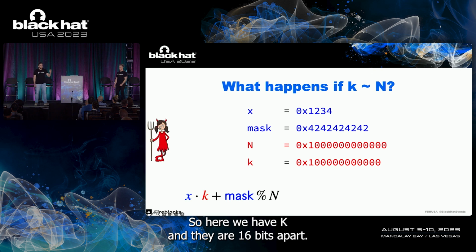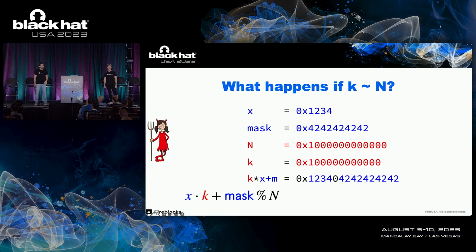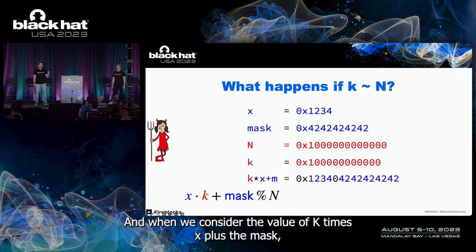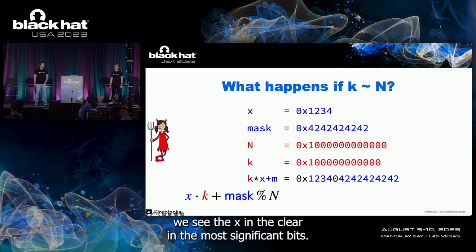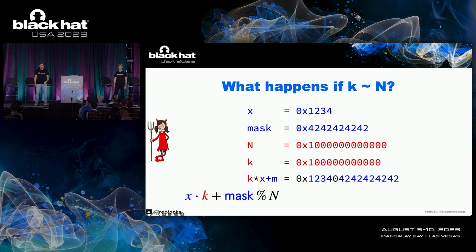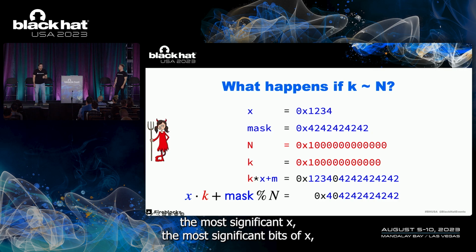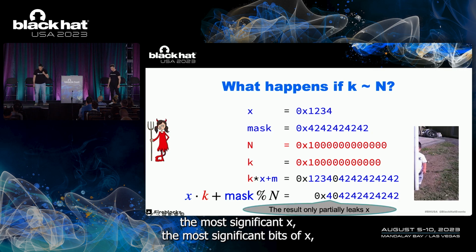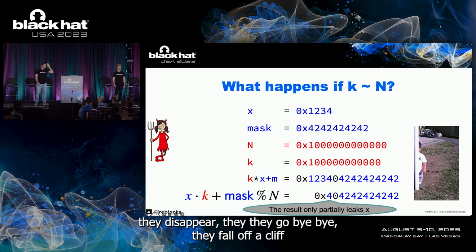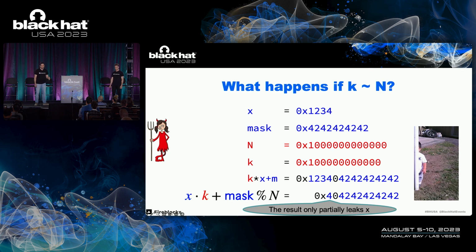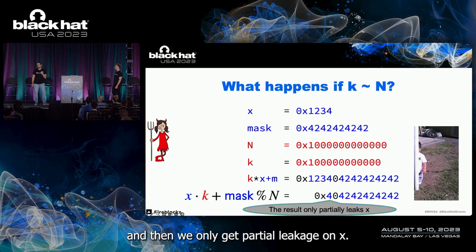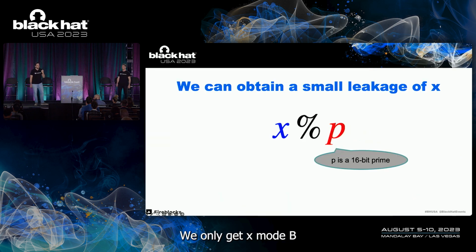So here we have k and n. They are 16 bits apart. When we consider the value of k times x plus the mask, we see the x in the clear in the most significant bits. However, as soon as we apply the modulo operation, the most significant bits of x disappear. They go bye-bye. They fall off a cliff, and we only get partial leakage on x. What is the explicit leakage that we get? We only get x mod p, where p is a small prime.